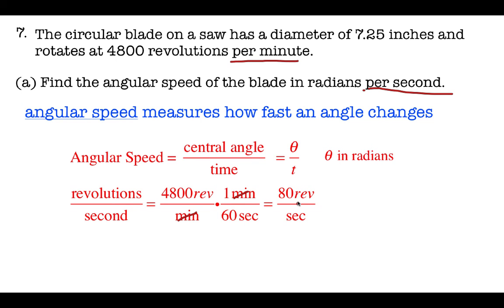So to find the angular speed, all I need to do is take this information, 80 revolutions per second. I know that 1 revolution in radians is 2 pi. So all I need to do is take this number and multiply it times 2 pi, and I end up with my angular speed.